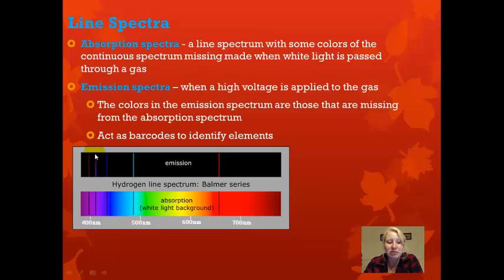Now, the emission spectra can be achieved when you put high voltage through a gas. So the colors in the emission spectrum are those that are missing from the absorption spectrum. So you can see that in hydrogen, the bottom is the absorption, and where those black lines are, there are now colored lines, and everything else is black. And from emission spectra, you can identify elements because they all have their own distinct emission spectrum. So if this is what you see, you know that you must have hydrogen. It's like a barcode.